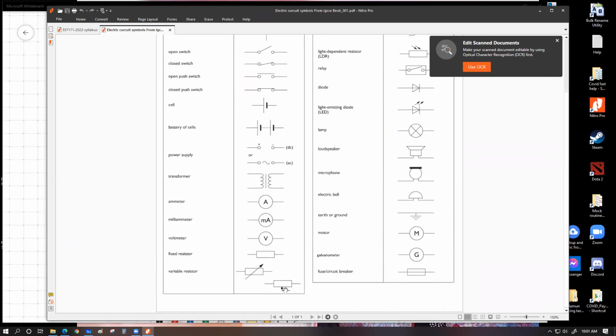Okay, variable resistor we have. In many of the cases in the variable resistor, let me take a bit more time for the variable resistor. This is the type of variable resistor that we use most commonly in our regular life.